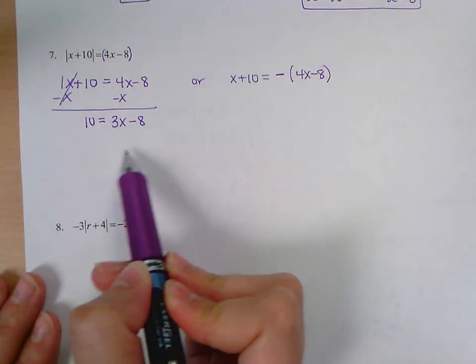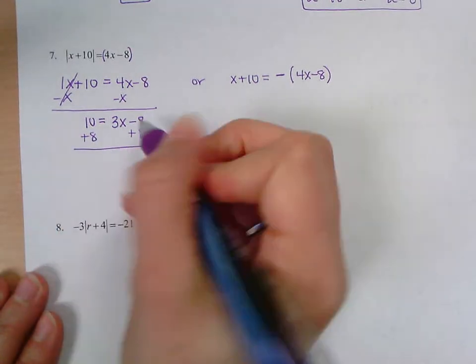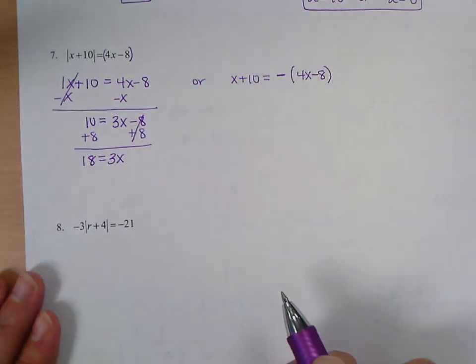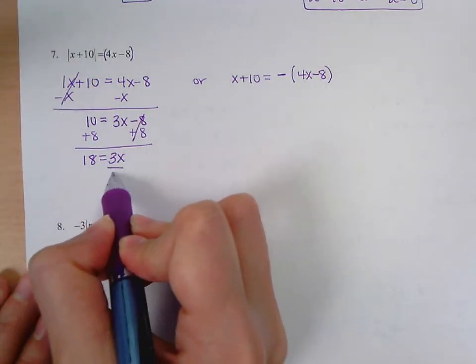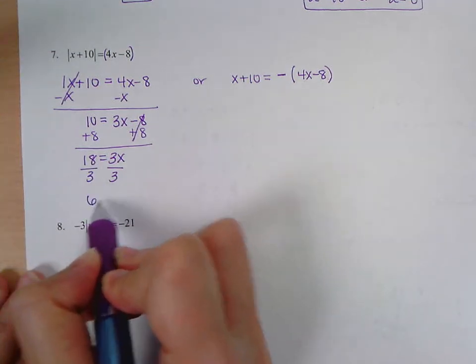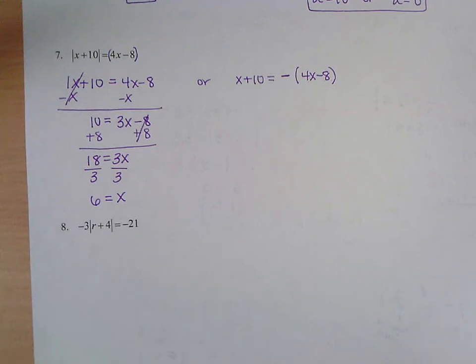I would then need to add 8 to both sides. 10 plus 8 is 18 equals 3x. Divide by 3. 18 divided by 3 is 6. So one solution I'm getting is that x is 6.